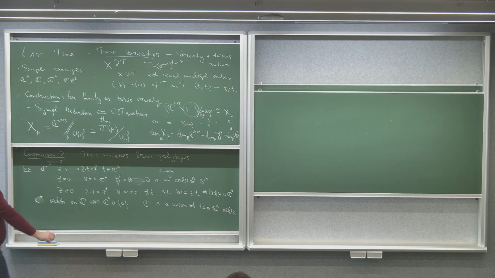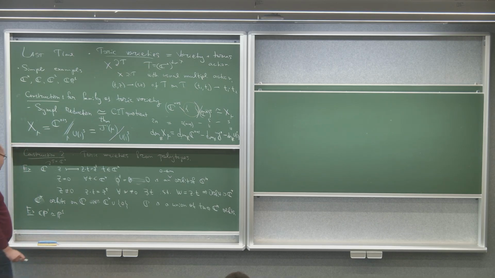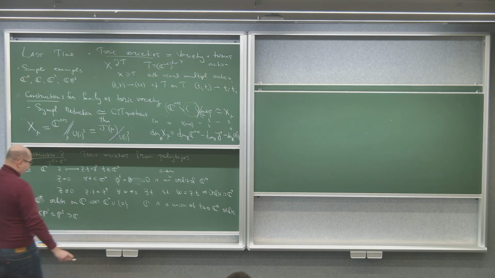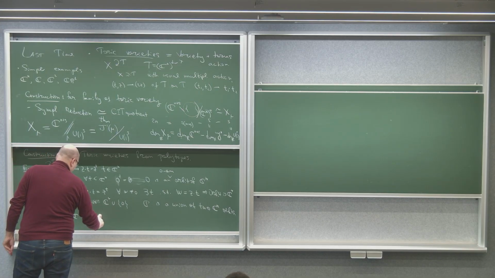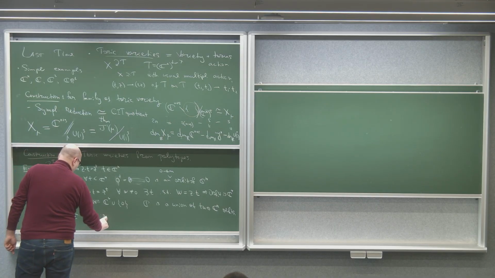Okay, and similarly we can analyze other examples. A more interesting example is CP1, which I often would just call P1. In this situation, inside of P1 we have an affine chart C, and in this affine chart we also have... Okay, let me do it like this. Let me describe a point on P1 using homogeneous coordinates.